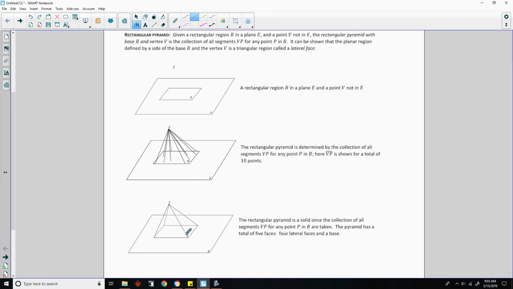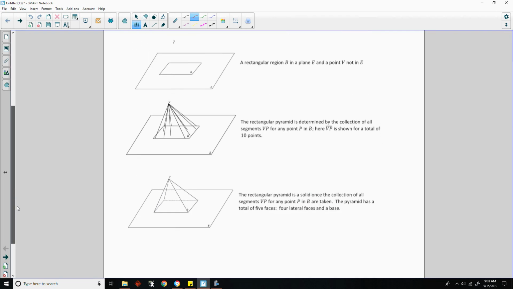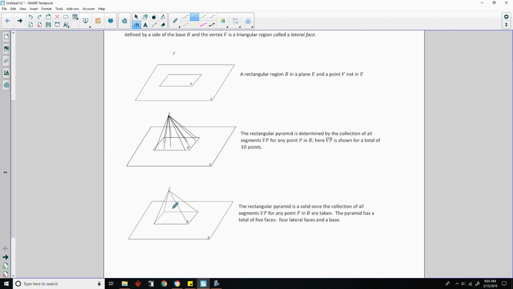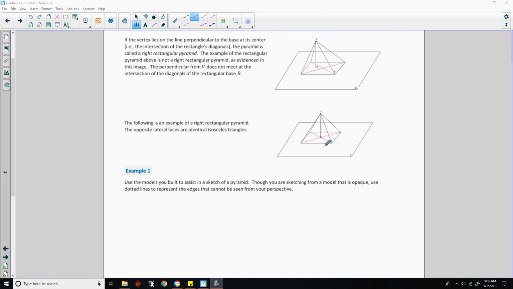So the bottom is the base, and each lateral face is what they call a lateral face. Lateral meaning side. So the sides, there are 4 sides. Okay, so there's the explanation of the formation of a rectangular pyramid. Okay, page 2.